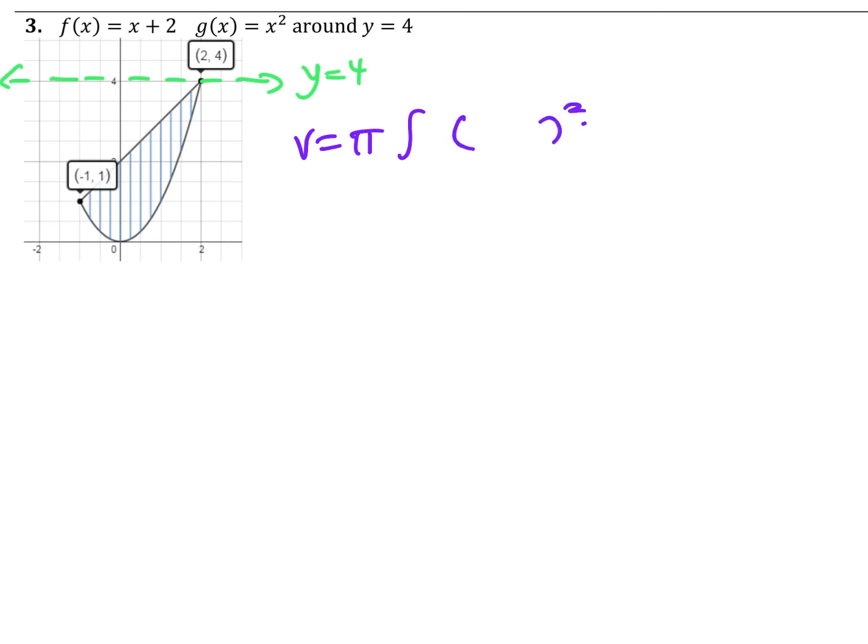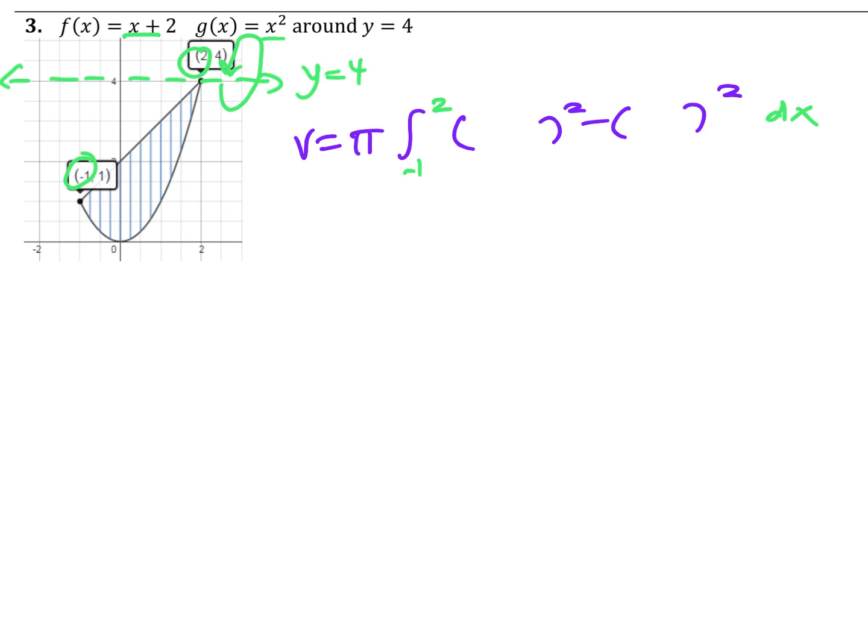So this is going to have a hole. This is a washer method problem. And since we are rotating around the line y equals 4, which is parallel to the x-axis, we are going to be integrating with respect to x, which means we need our functions to be in terms of x, which they already are, and our bounds in terms of x, so we're going to be looking from -1 to 2.